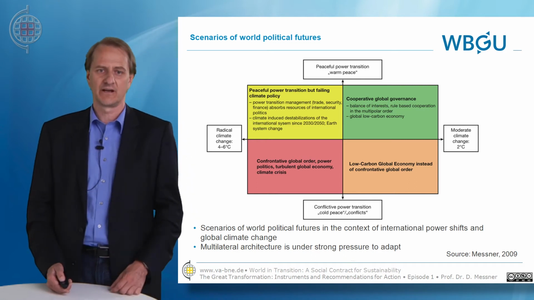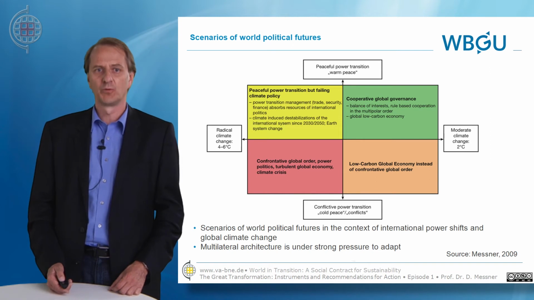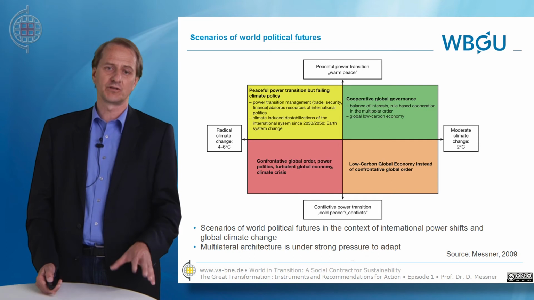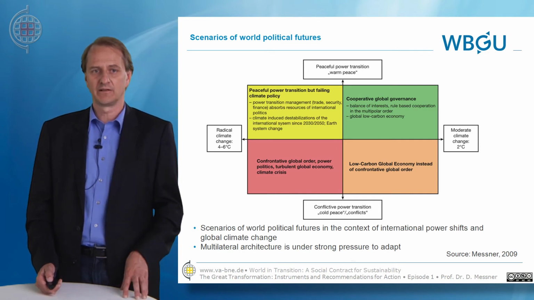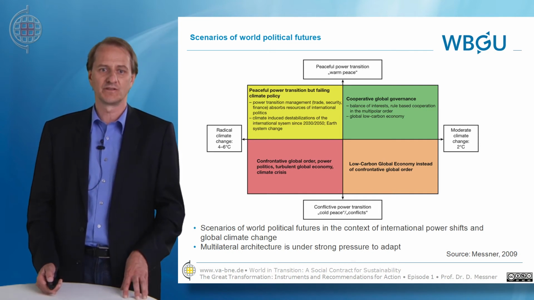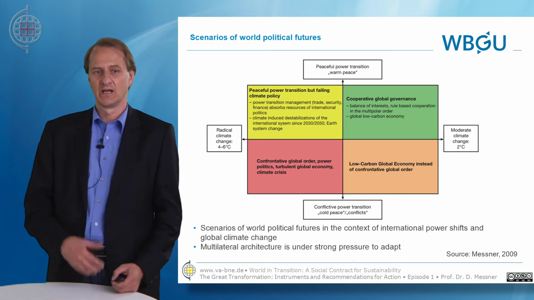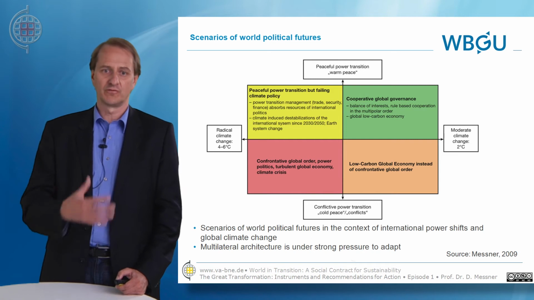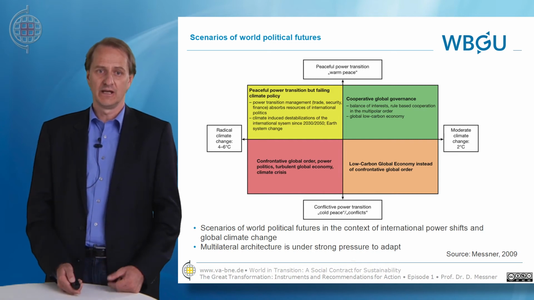The third scenario, the red one here, is that we would fail in both dimensions. We would fail in terms of managing the power transition peacefully, and we would fail in terms of organizing a low-carbon transition. So this would be a scenario in which we would see emerge a turbulent and conflictive international political order, and we would run into climate crisis situations.